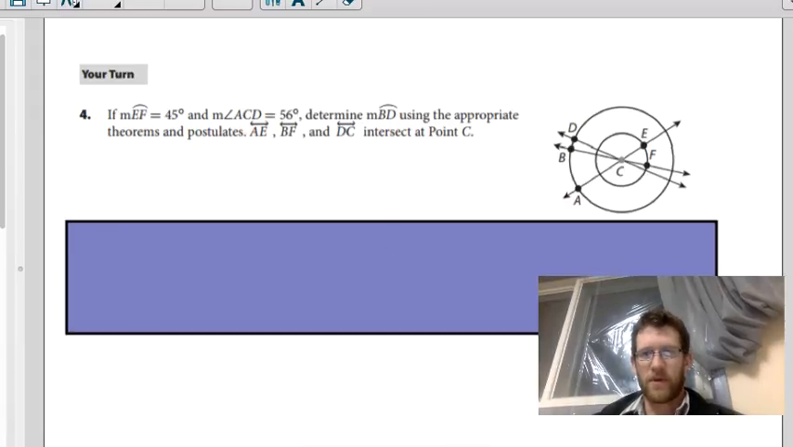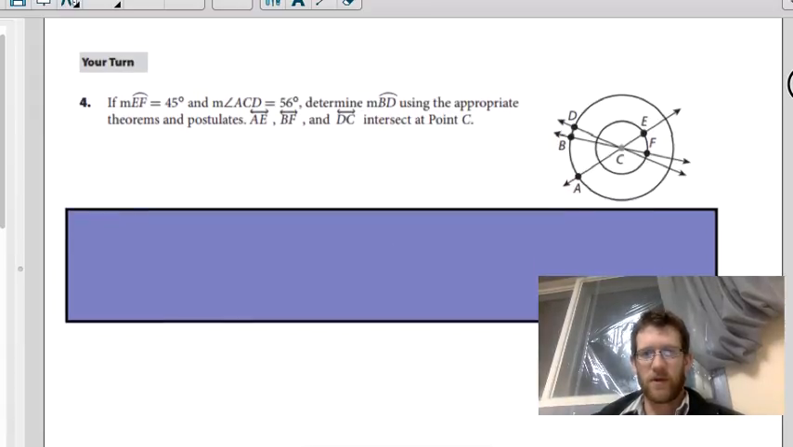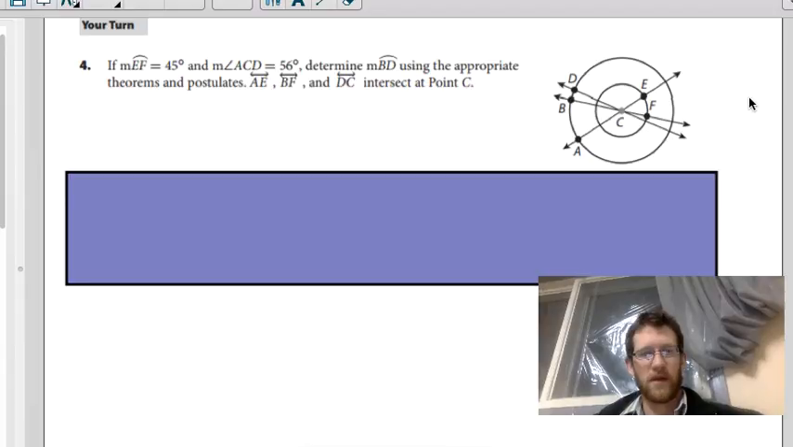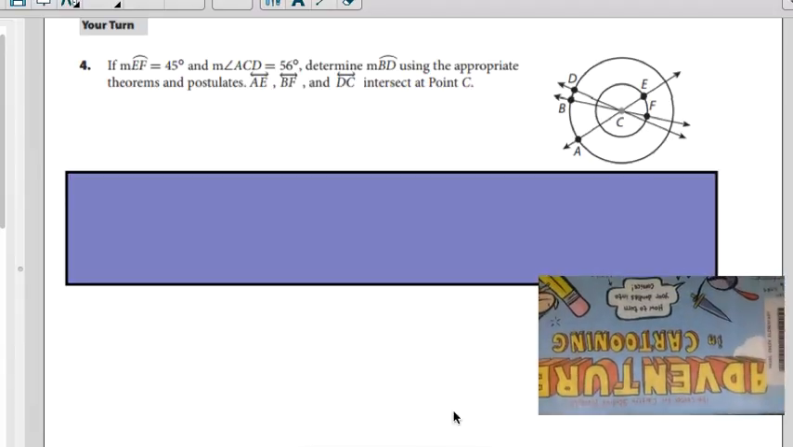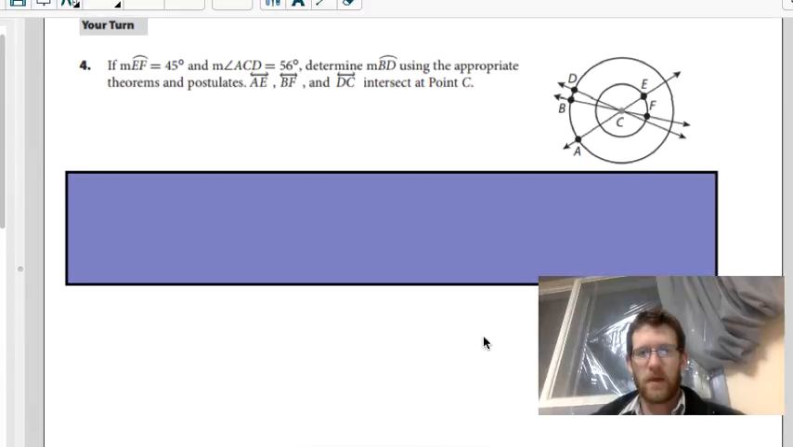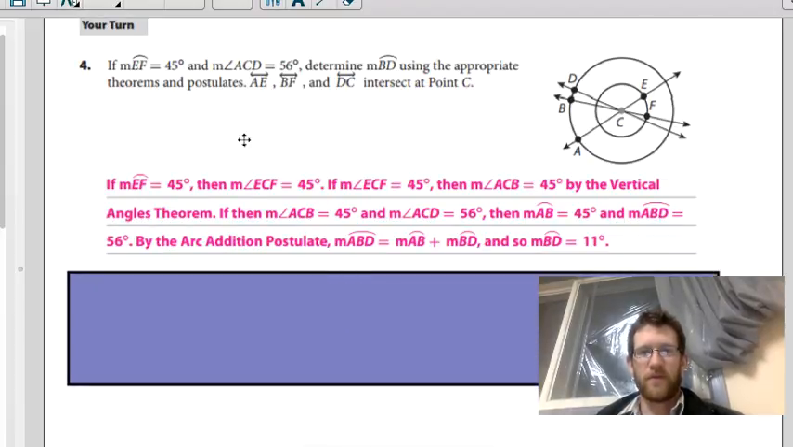Okay, I'm also going to have you do this problem here. This one's a little more in depth. Again, we'll just pause. And this one has a little bit more going on here. The first part it gives you is that arc EF is 45 degrees. So E to F is 45.